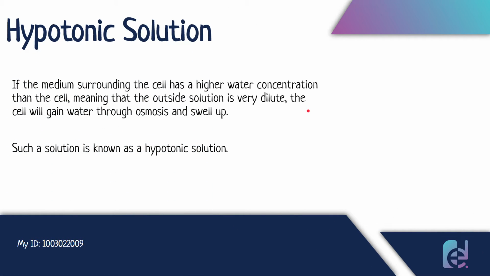Next up, we'll look at the types of solutions. So the first one being the hypotonic solution. If the medium surrounding the cell has a higher water concentration than the cell, meaning that the outside solution is very dilute, the cell will gain water through osmosis and swell up. Such a solution is known as a hypotonic solution.